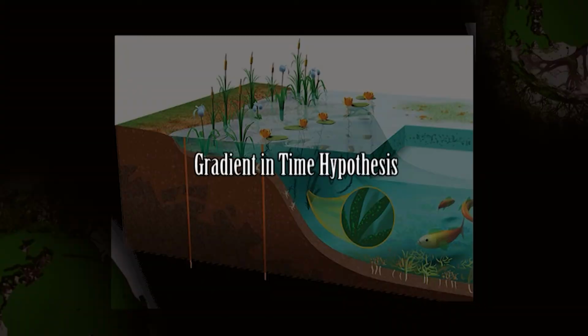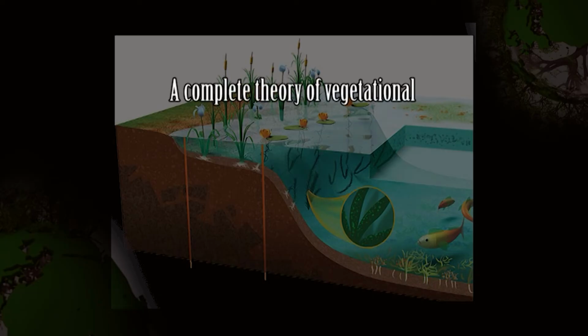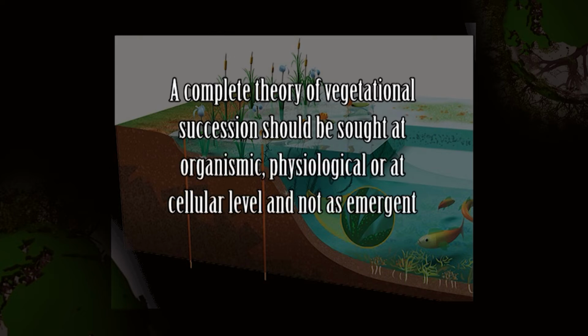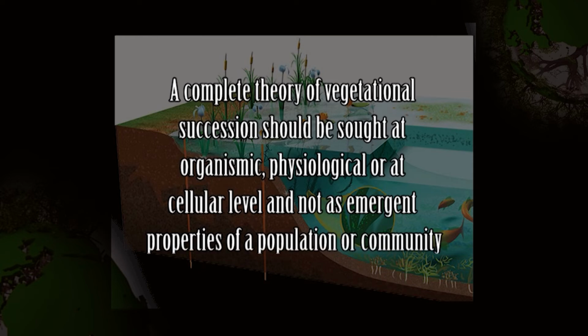Gradient in time hypothesis. According to this model, succession is considered as a gradient in time. Successional sequence is a type of niche gradient to which species are adapted. This viewpoint is reductionist and it suggests that a complete theory of vegetational succession should be sought at the organismic, physiological or cellular level and not as emergent properties of a population or community.